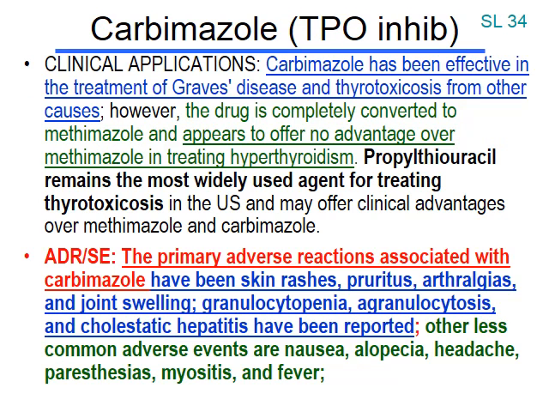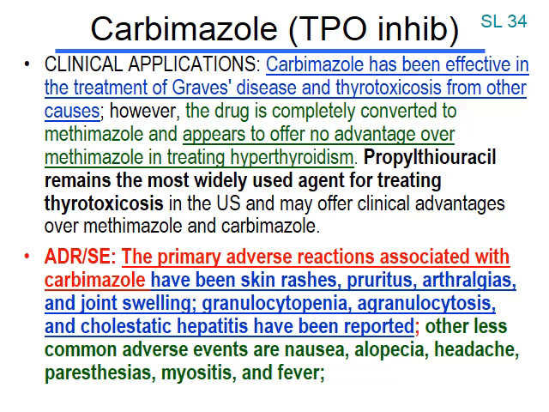Now, clinically, carbimazole has been effective in the treatment of Graves' disease or thyrotoxicosis from other causes. But since the drug is completely converted to methimazole and does not appear to have an advantage over methimazole in treating hyperthyroidism, it's not commonly used in the U.S.